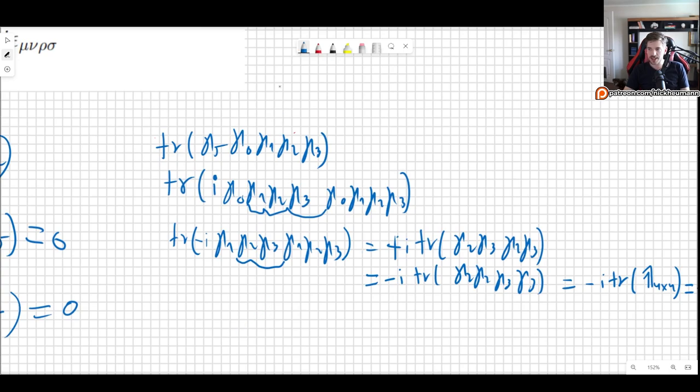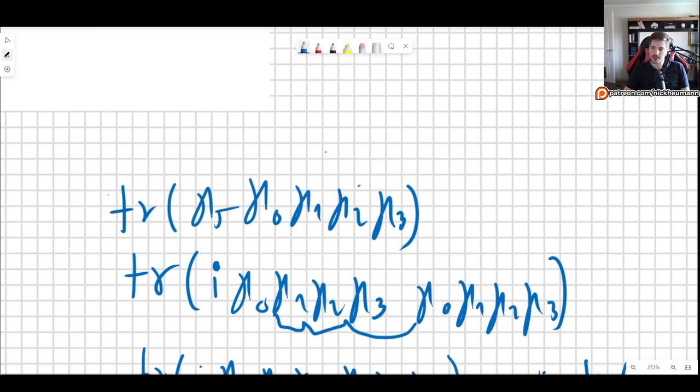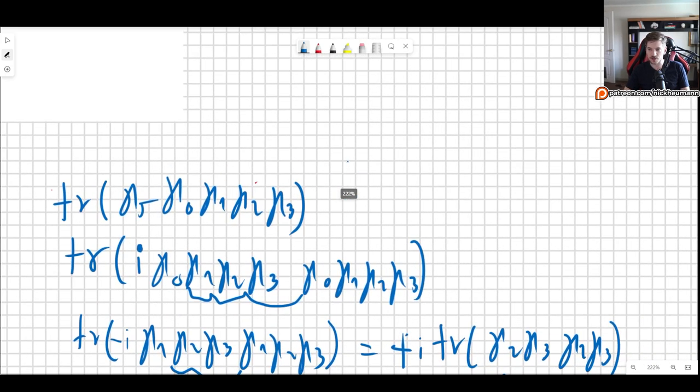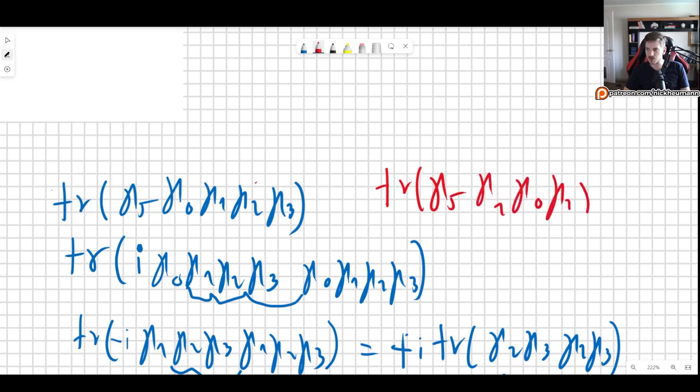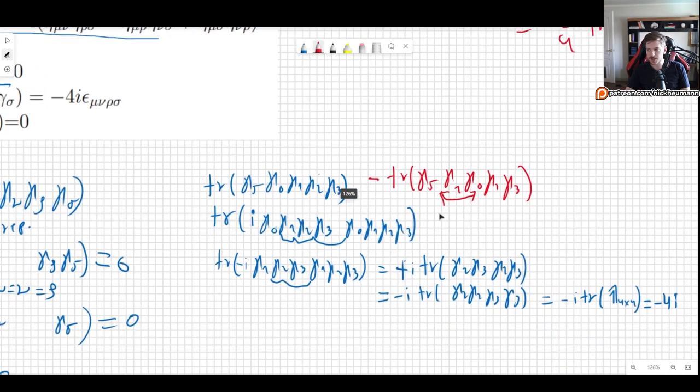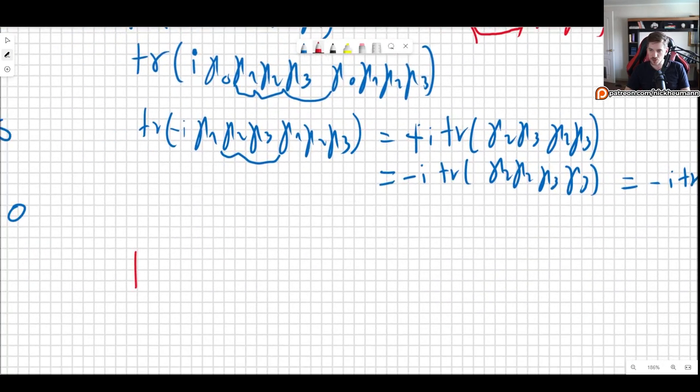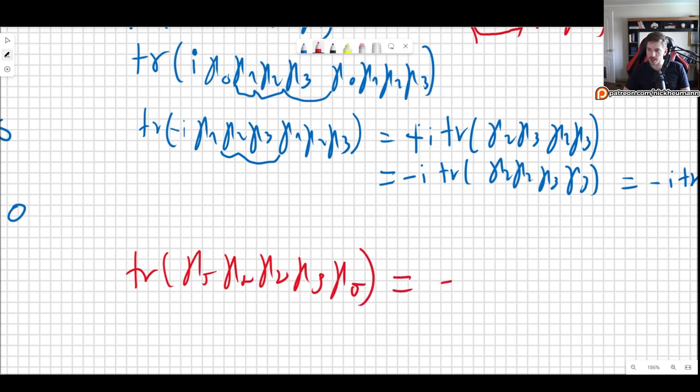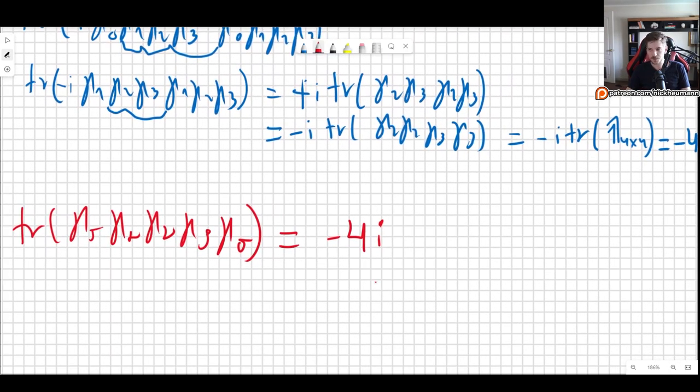Oof, okay, so that is what happens if we are in the case epsilon 0, 1, 2, 3. But what happens if we are in a different case? Well, in any other case, we can simply get to this case by using a permutation, right? So for example, if our initial case is trace of gamma 5, gamma 1, gamma 0, gamma 2, gamma 3, then you can do one permutation, change the position of these two, but add a minus sign. And if your difference were two positions, then you do two permutations, add two minus signs, so plus. So basically what we have here is that the trace of gamma 5, gamma mu, gamma nu, gamma rho, gamma sigma, this we know is minus 4i if there are no repeated indices and we have an even permutation, or it is going to be plus 4i if there is an odd amount of permutations.